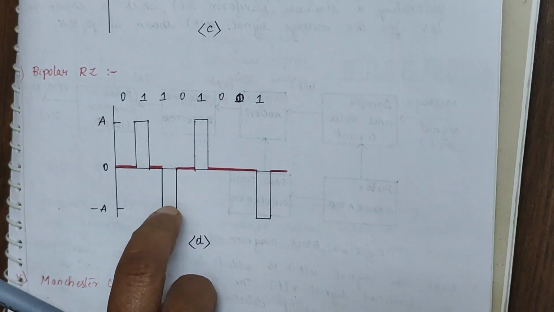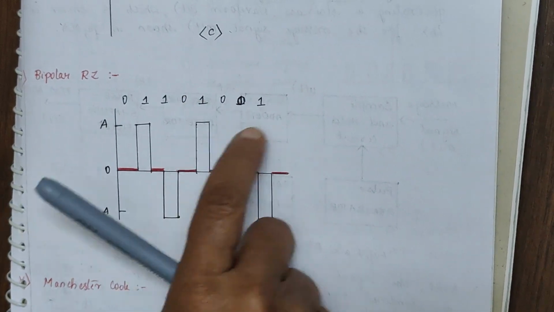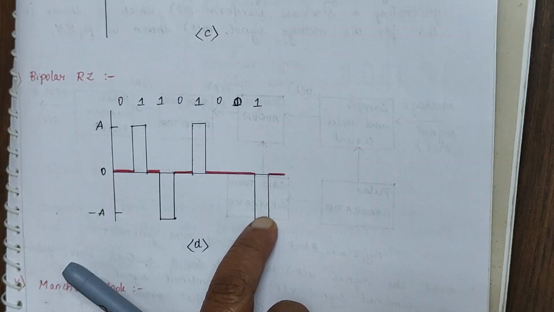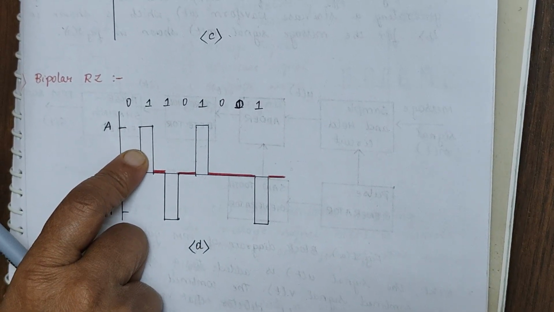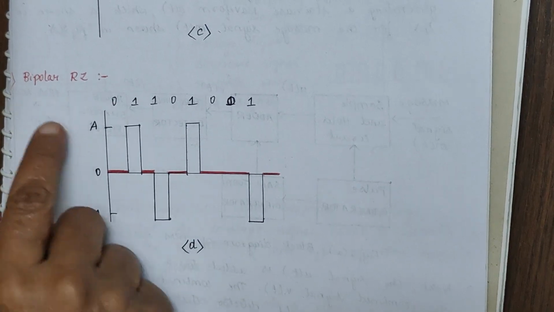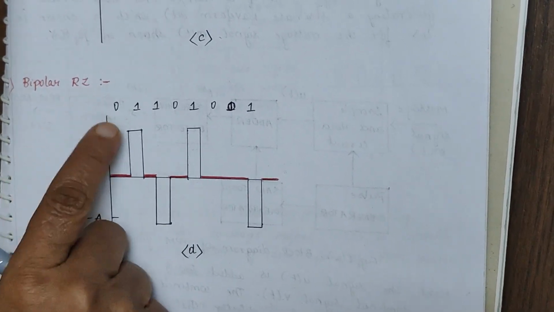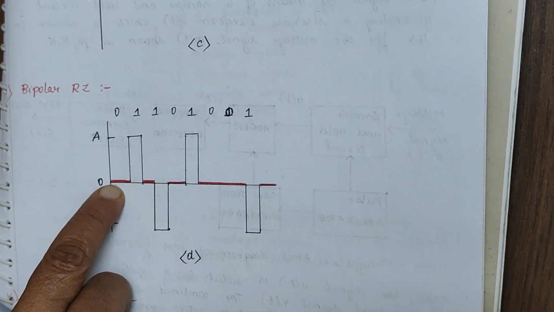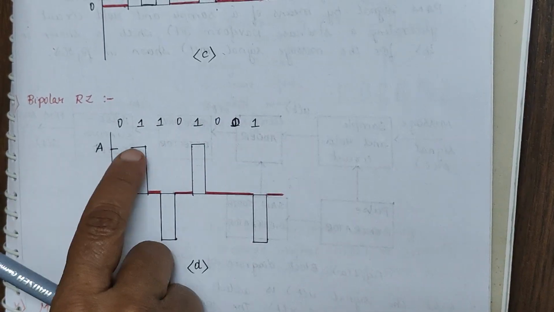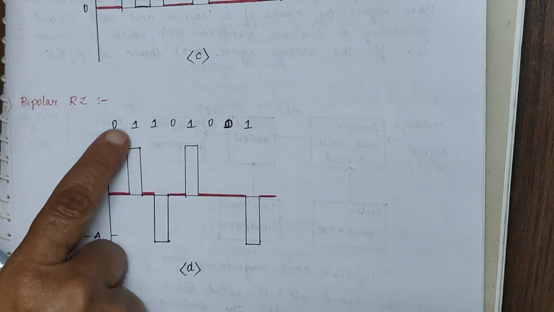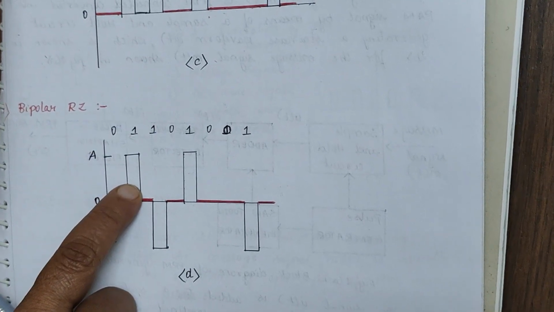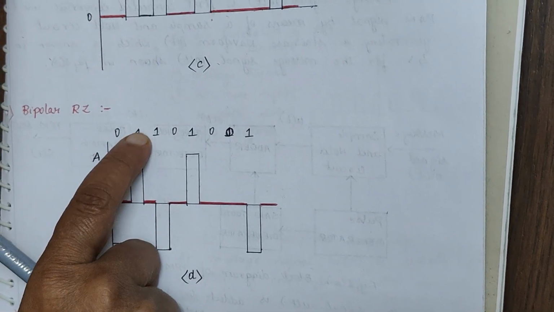This is the opposite. So now negative, the next one is positive, and the next one is negative. Always we should start the first one with positive polarity. Now let us see bipolar return to 0. Symbol 0 is represented with 0, and alternate ones are represented with the opposite polarity, plus 1 and minus 1. But the first one we have to start with positive polarity.